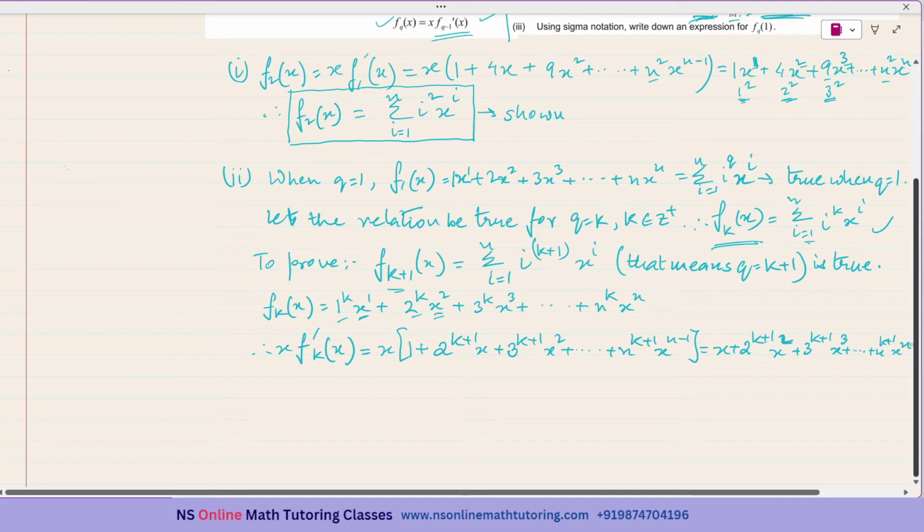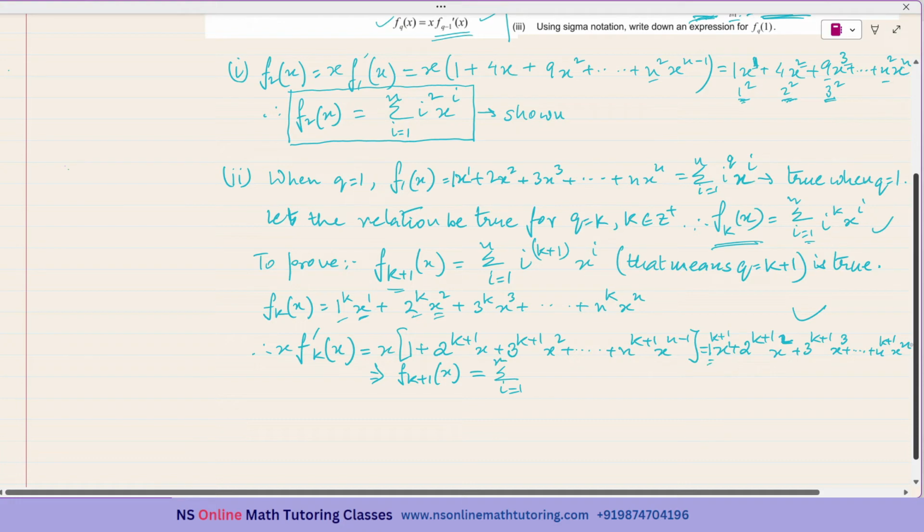Okay. This can be written as 1 to the power of k plus 1 also, and x to the power of 1. So this is equal to x times f_k dash of x, which is f_(k plus 1) of x. And this part, when written in sigma notation form, will be i equal to 1 to n.